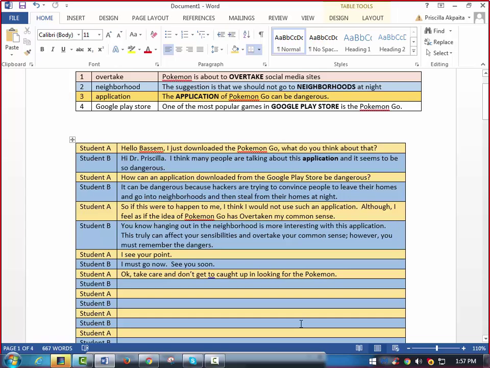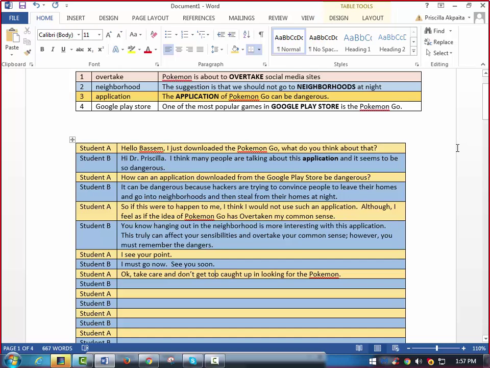You know, hanging out in the neighborhood is more interesting with this application. This truly can affect your sensibilities and overtake your common sense. However, you must remember the dangers. I see your point. Okay, I must go now. See you soon. Okay, take care and don't get too caught up in looking for Pokemon. Okay, so there we have that.